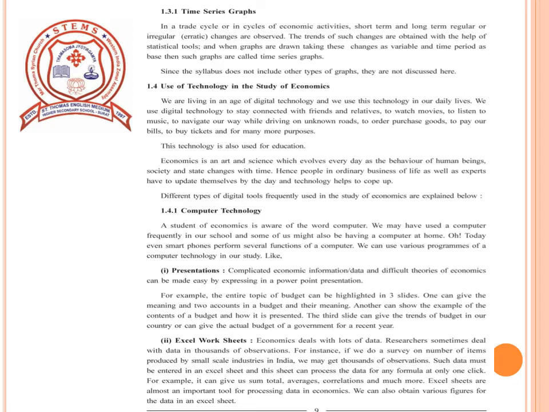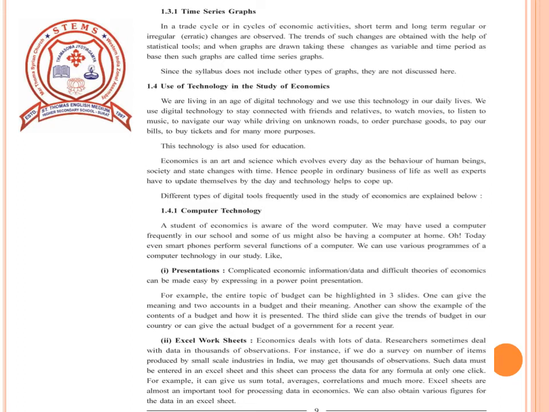Now the second slide can show the contents of a budget and how it is presented, and the third slide can give the trends of the budget, that is any changes occurring in the budget within any span of years. Okay, trends of the budget in our country, or it can give the actual budget of a government for a recent year. Clear with this presentation?